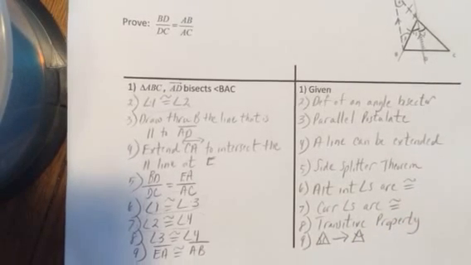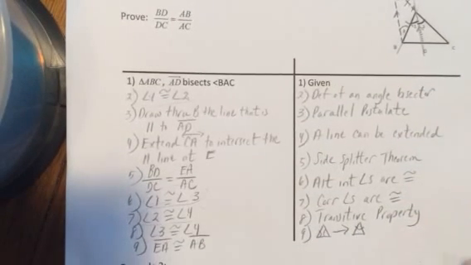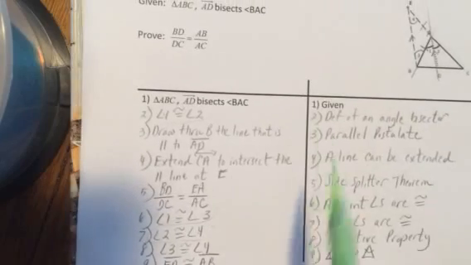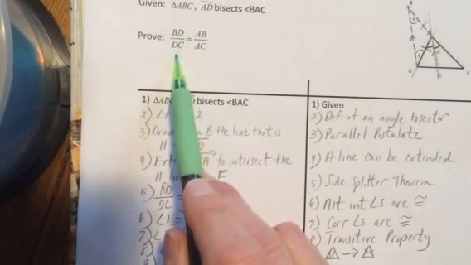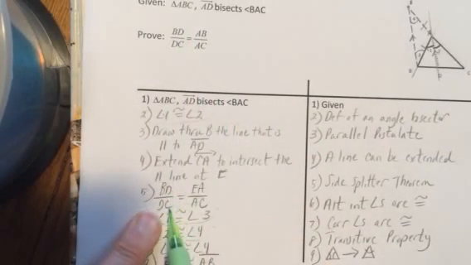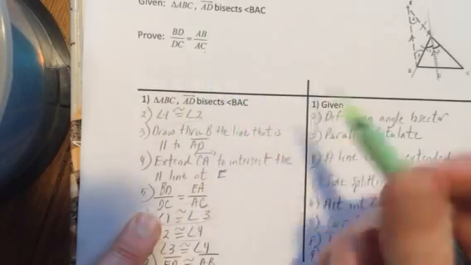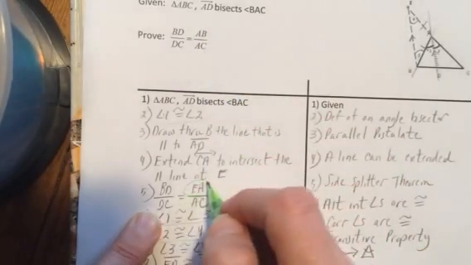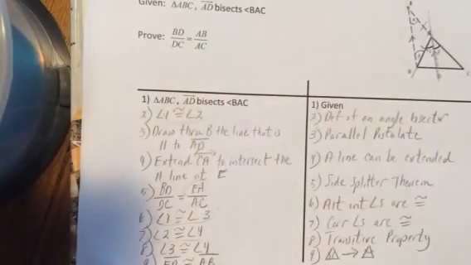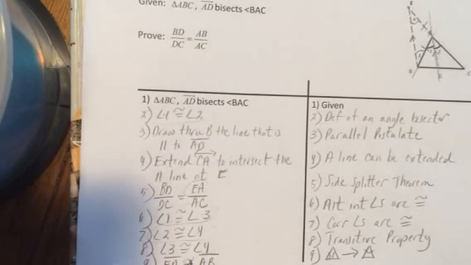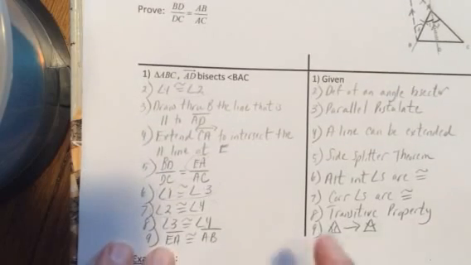Okay, and I'm almost to the end here. I'm going to move this up a little bit. What we're trying to prove is that BD over DC, and we have that so far, we're trying to prove that it's equal to AB over AC. So we have to figure out a way to turn this into AB, which we now have in step number 9, because we now know that EA is congruent to AB.